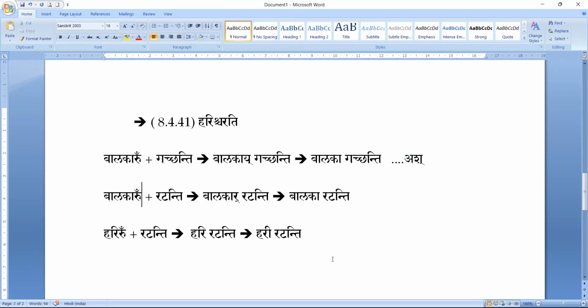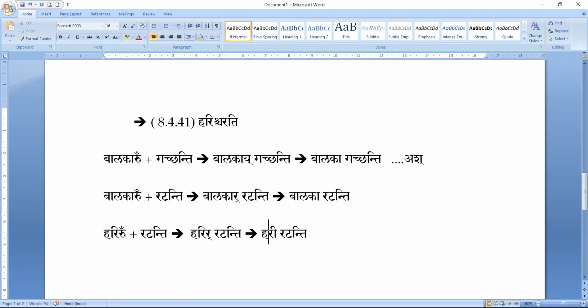So then what did we say? Ru, when preceded by a soft consonant, is replaced by Yakara, we said. Here also there is a soft consonant, but here what happens? If it is very specifically given that it is Repa, then don't replace Ru by Yakara. Just drop it. The Ru is nothing but Repa. Repa is dropped and the preceding letter becomes Dirgha.